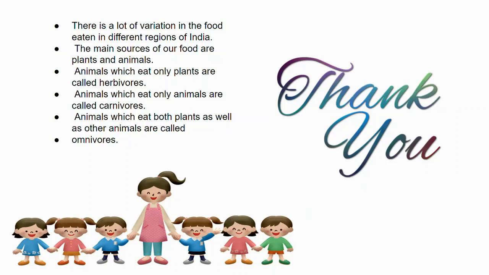The main sources of our food are plants and animals. Animals which eat only plants are called herbivores. Animals which eat only animals are called carnivores. Animals which eat both plants as well as other animals are called omnivores.